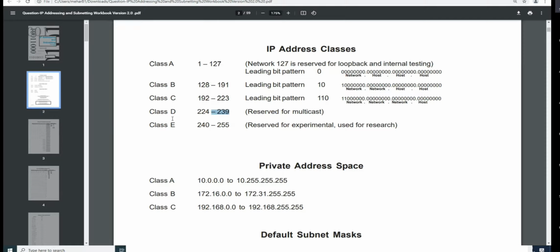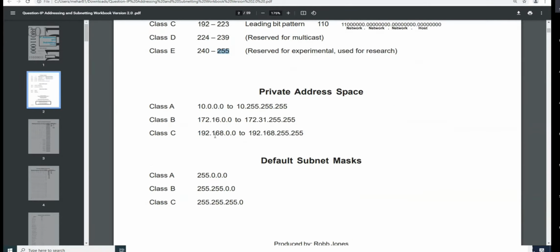Class D, they will ask, it is reserved for multicast, and class E is reserved for experimental use or research purposes. But you should know the range of class D and class E as well: 224 to 239. So this is the range, 224 up to 239, and class E 240 to 255. So this is class E.